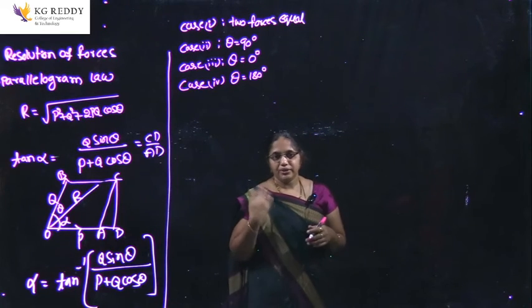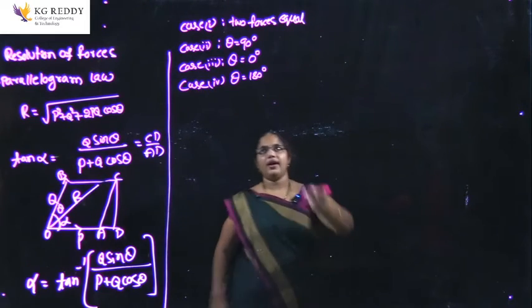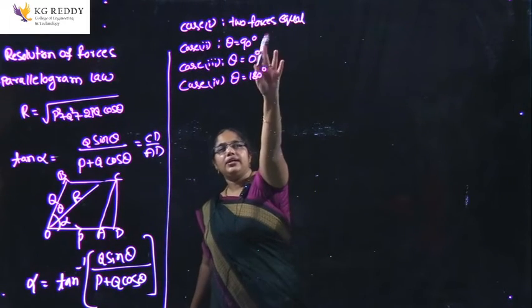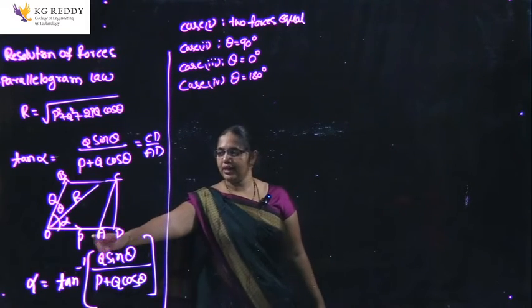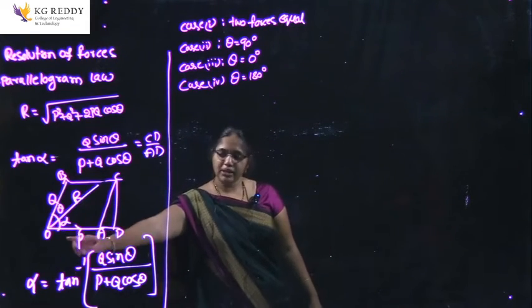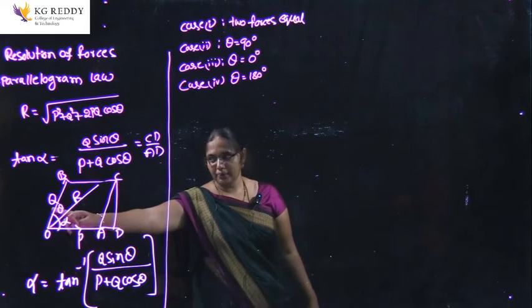Now, in this class I want to discuss different cases. I have taken 4 cases. One is whenever the two forces are equal. Here one force P is acting, one force Q is acting. Now, I am taking these two forces with equal magnitude. Let us say 7 kilonewtons and 7 kilonewtons, or let us take P and P here also.